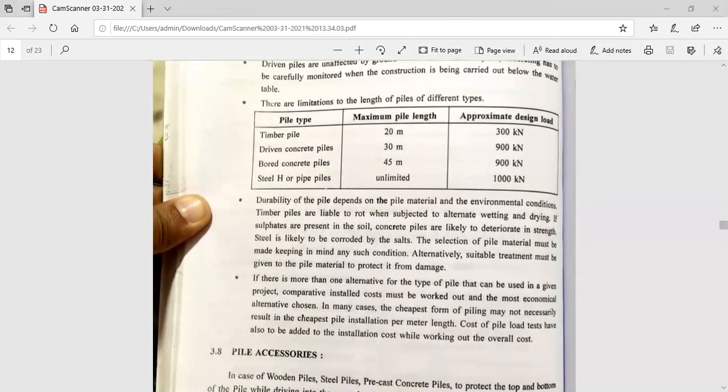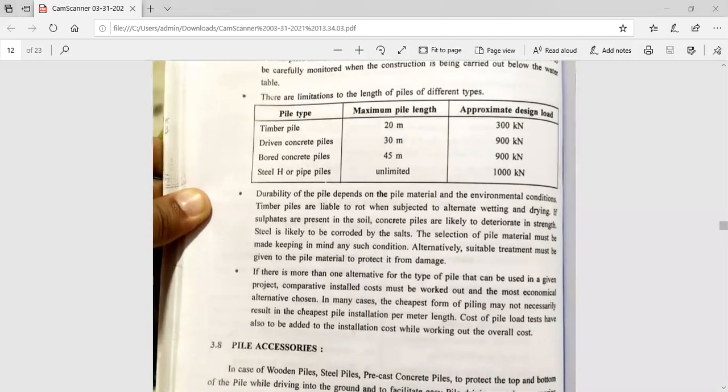The durability of pile mainly depends on the pile material and the environmental conditions. So timber piles are liable to rot when subject to alternate wetting and drying. If sulfates are present in the soil, concrete piles are likely to deteriorate in strength. Steel is likely to be corroded by salt. Selection of pile material must be made keeping in mind any such situation. So suitable treatment must be given to the pile material to protect it from damage.